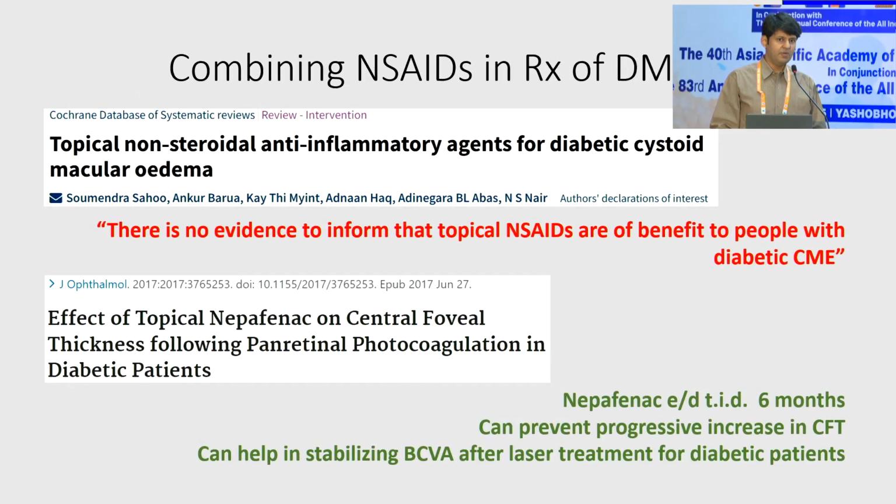One of the commonest things that we do in our OPDs is to prescribe an NSAID for a patient with DME. So is NSAID beneficial? There has been a meta-analysis in the Cochrane database, which shows that as a solitary agent, an NSAID has no benefit in treating patients with diabetic CME. But in patients who have undergone panretinal photocoagulation, nepafenac or ketorolac does help in stabilizing the visual acuity and preventing a progression in the central macular thickness over a period of time.